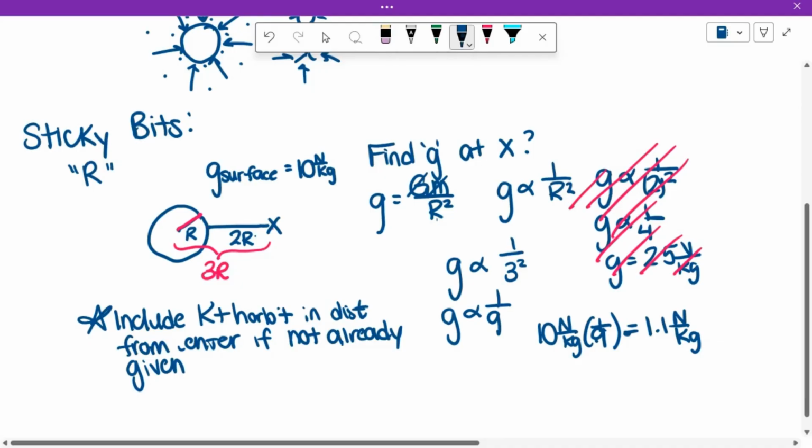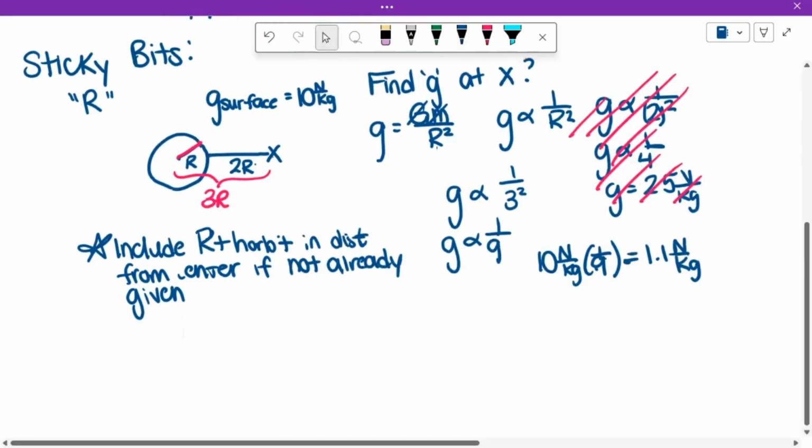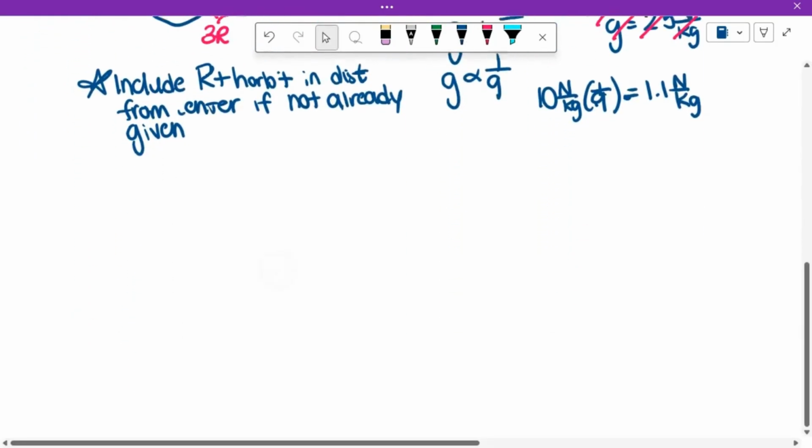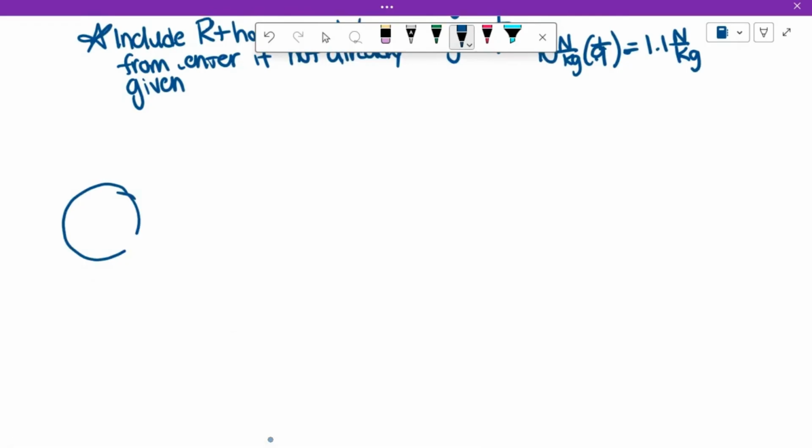Okay. Because that's essentially what we did. We included the radius of the planet, R, plus the height of our orbit, 2R, to get our distance from center of 3R. So that's one sticky bit. Here's another sticky bit. Let's say we're comparing forces of gravity between the Earth and the moon.